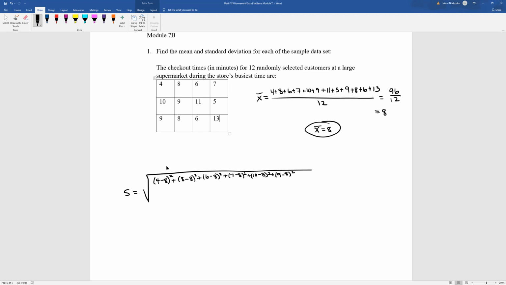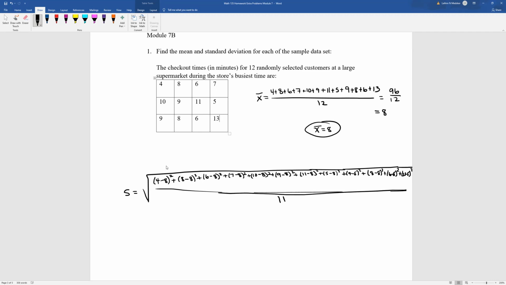And you can type all this into your calculator as well. There might even be a shortcut button. I'm sure each calculator is a little different. Let's see, 5 minus 8 squared, 9 minus 8 squared, 8 minus 8 squared. We're almost out of room. 6 minus 8 squared, and 13 minus 8 squared. Okay. And then we divide by n minus 1, total number of items minus 1, so that's 11. And this is all under the square root. So it's an average of the squares of the deviations, and then we take a square root of that, and that's our standard deviation.